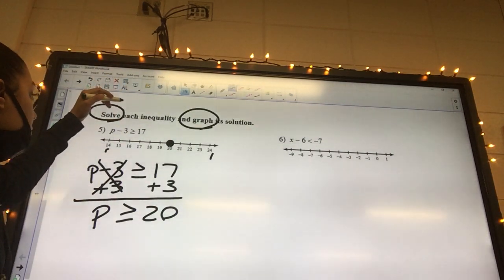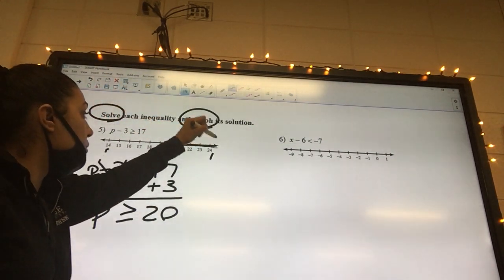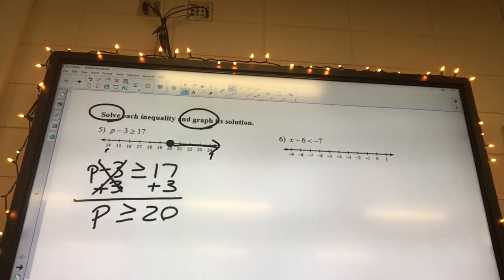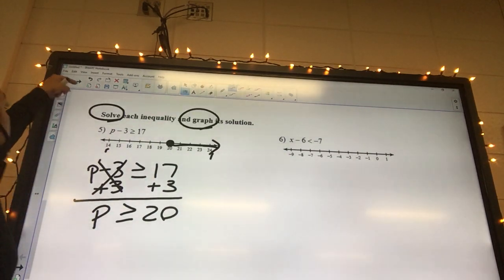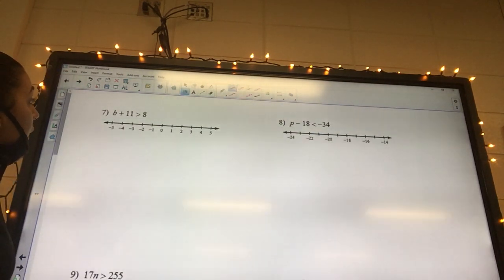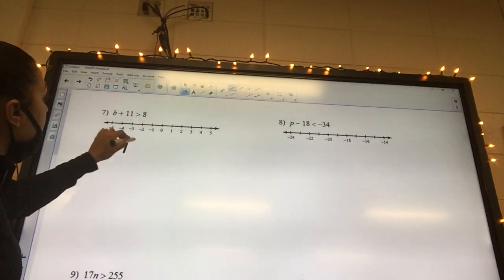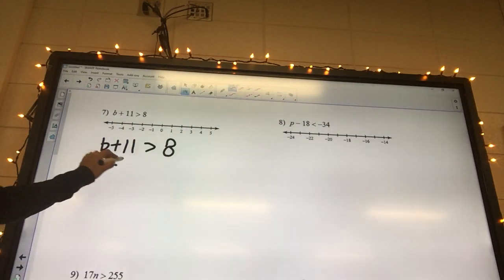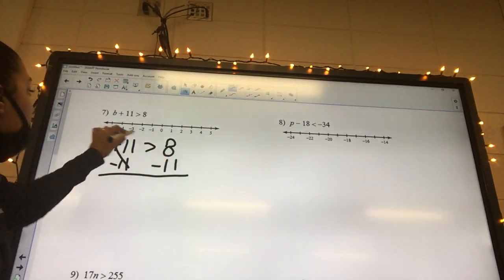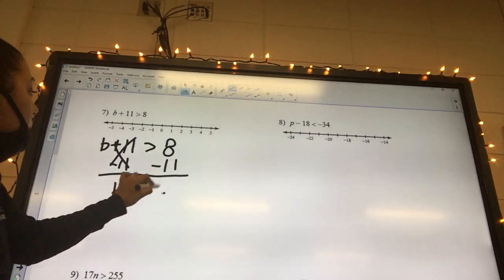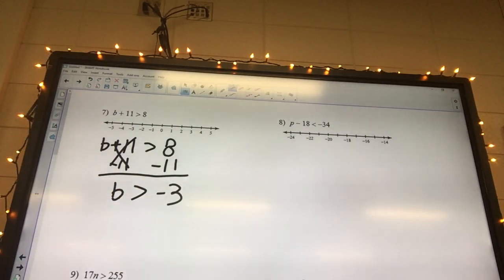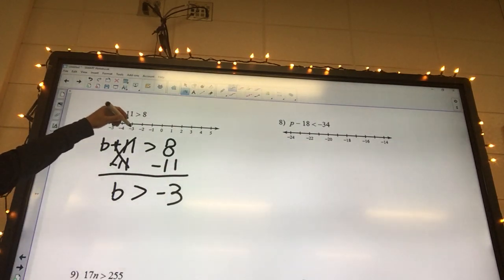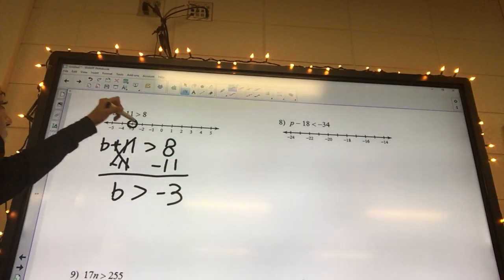Closed, pointed towards the right. Okay, 7 and 8. We got b plus 11 is greater than 8. Okay, so I'm going to say -11, -11. What's 8 minus 11? -3. So at -3, is it going to be open or closed? Open, pointed towards the right.